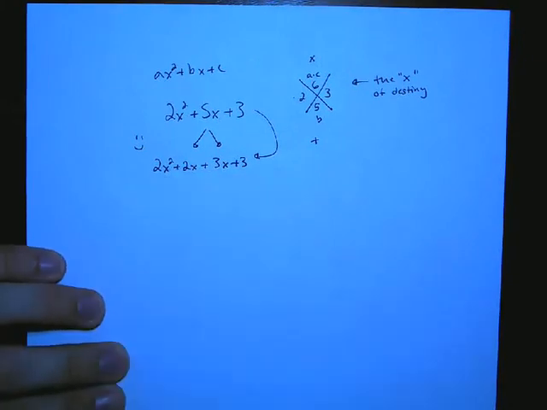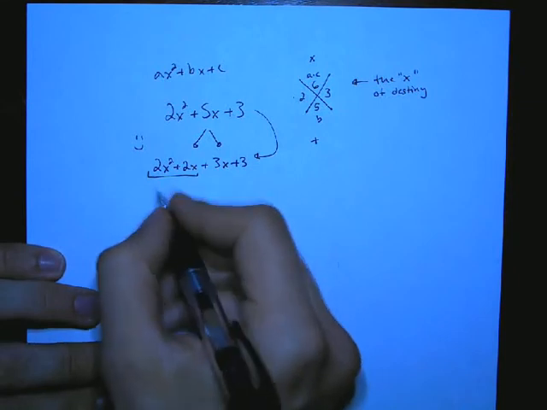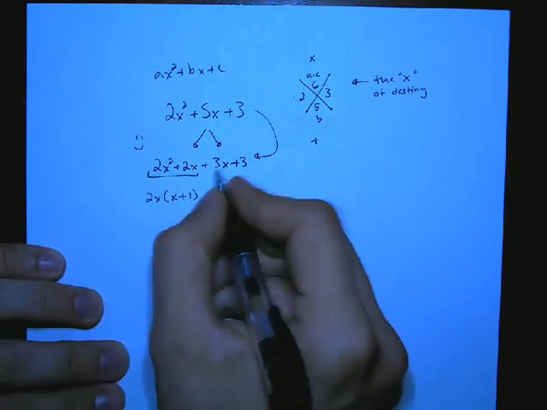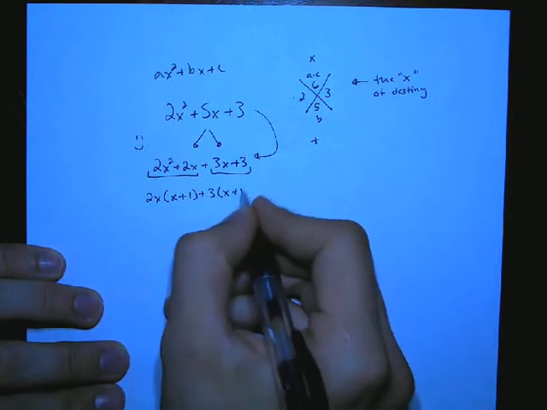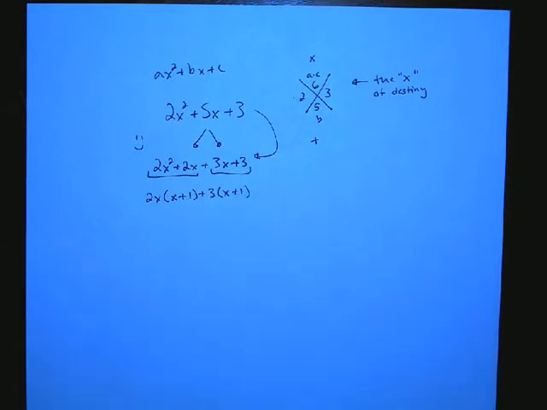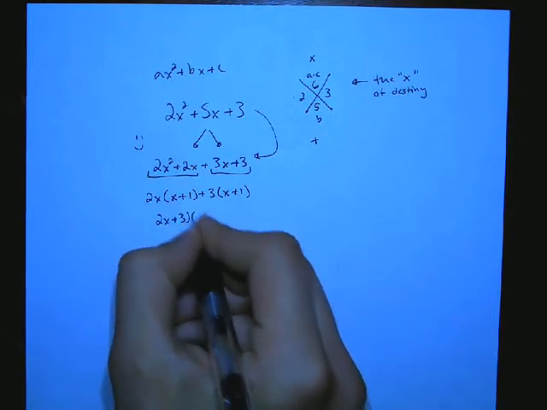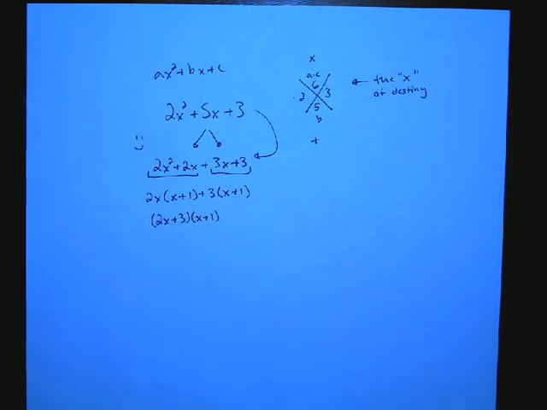Now I'm going to factor by grouping this quantity right here. Scooby-Doo, they have in common a 2 and an x. That leaves me an x plus 1. These two right here have in common a 3. Leaves me an x plus 1. Notice that my quantities are the same. They match up. That's what I want. So I've got 2x plus 3 times x plus 1. And that's it. We're ready to go.